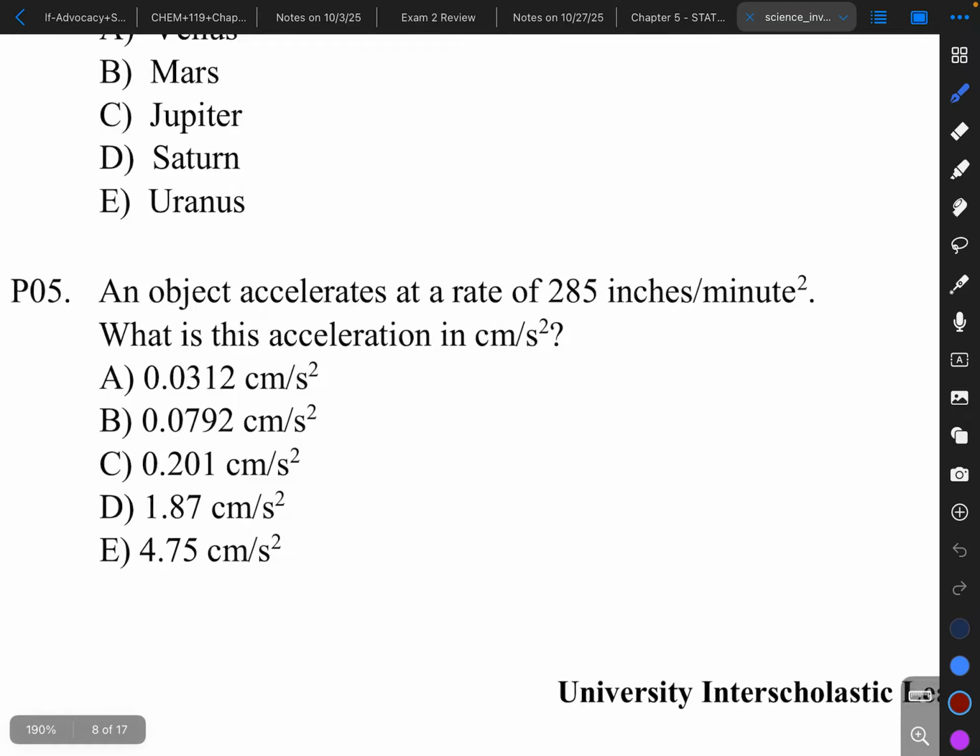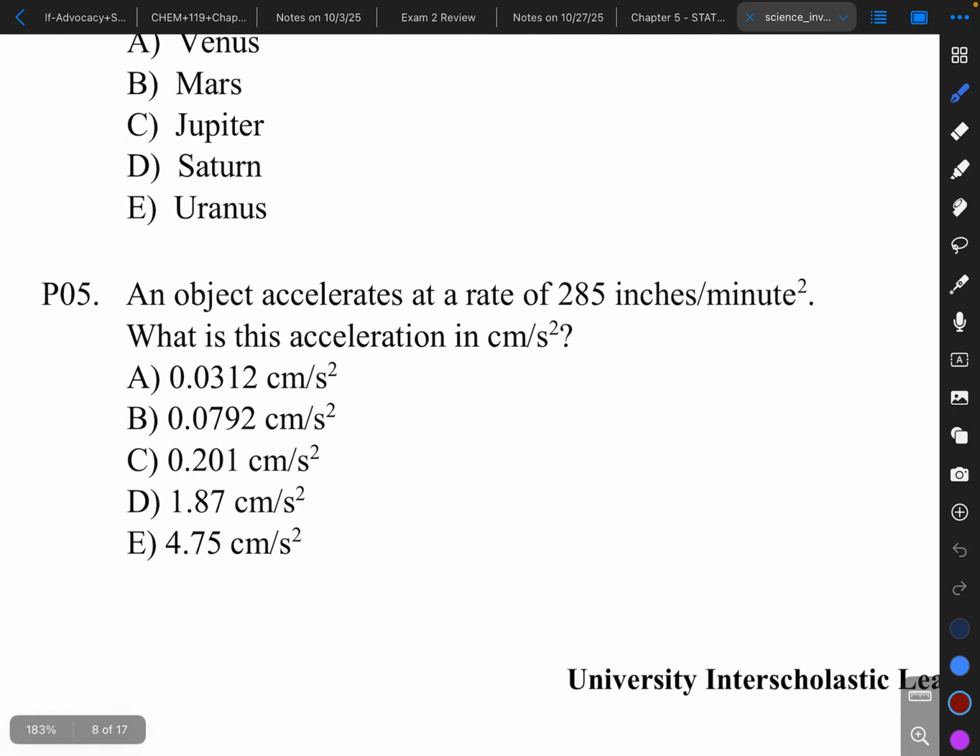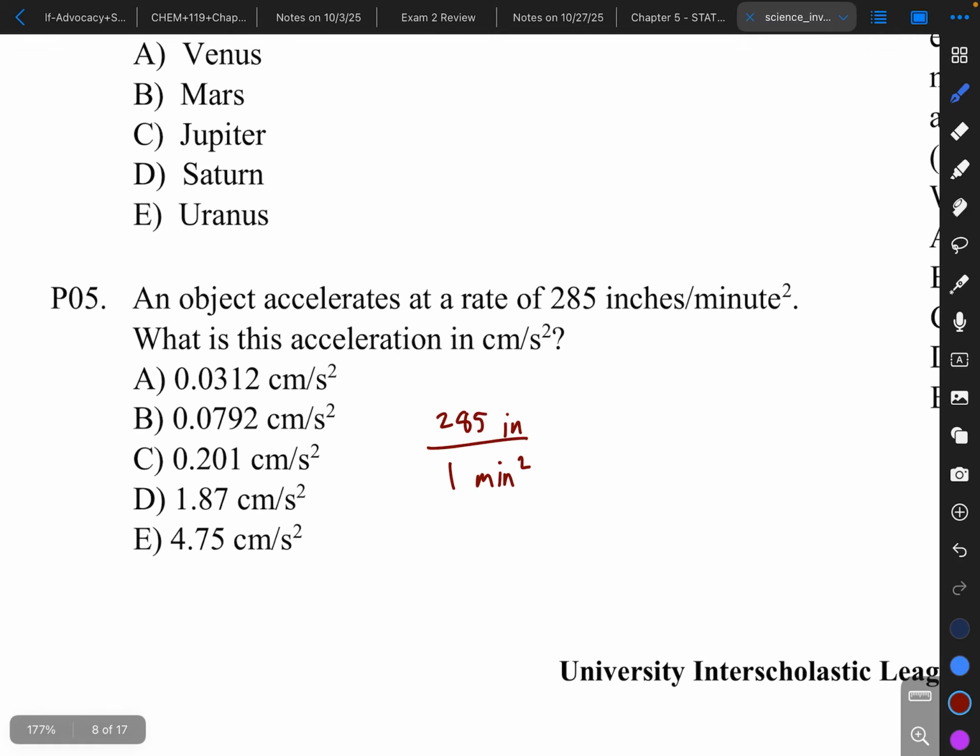An object accelerates at a rate of 285 inches per minute. What is the acceleration in centimeters per second squared? So this is basically just converting between units, and you simply have to know how many centimeters are in an inch, which is 2.54 centimeters in 1 inch, and how many seconds in a minute, which is more commonly known, 60 seconds for every 1 minute.